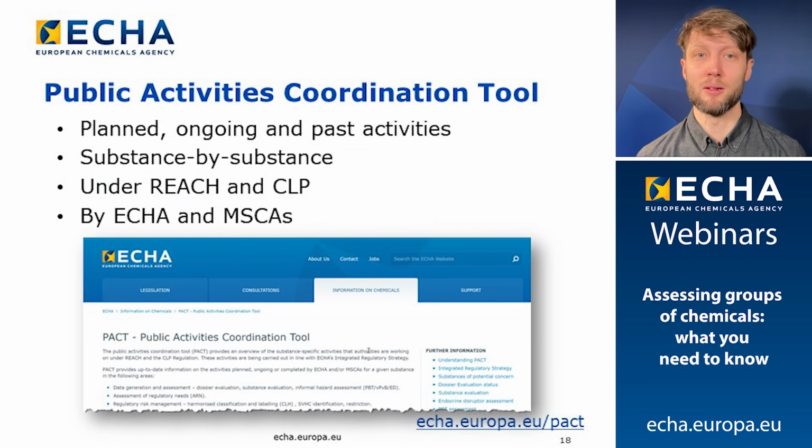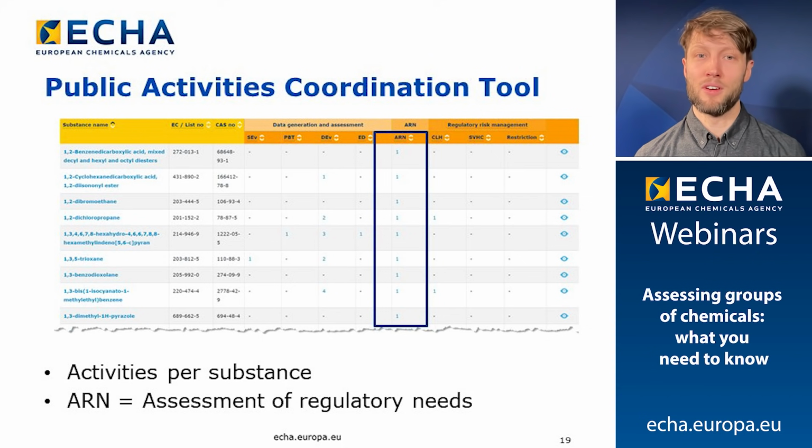Starting with PACT, the Public Activities Coordination Tool. This is a service that gives you an overview of the planned, ongoing, and past activities, substance by substance, what has been done by ECHA and member states under REACH and CLP. You can find the activities per substance. You see there are different numbers per activity and per substance. You can click on these numbers, you get more information, and you see the column ARN. This is the assessments of regulatory needs, and there you get more details on the work we're presenting today.